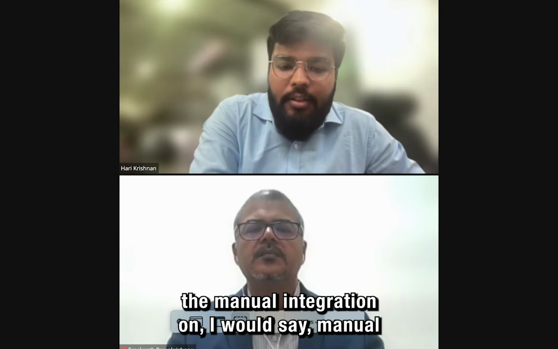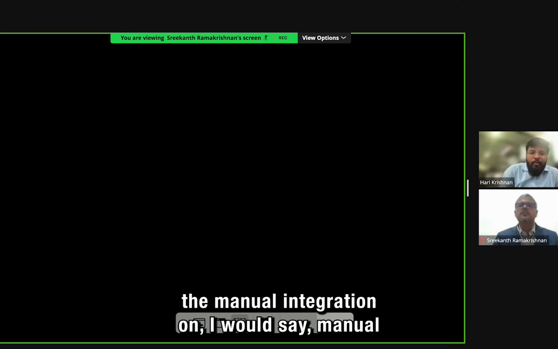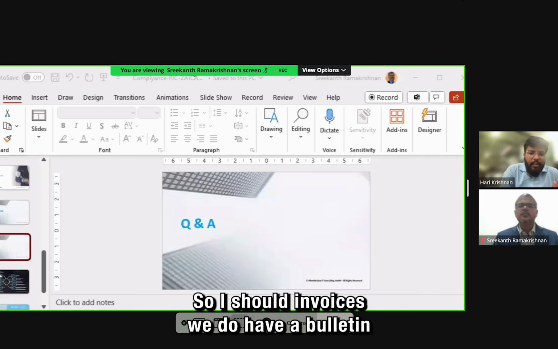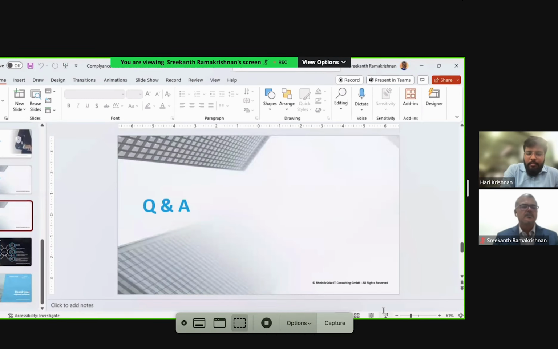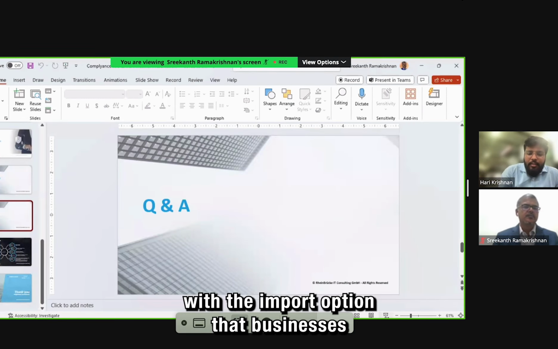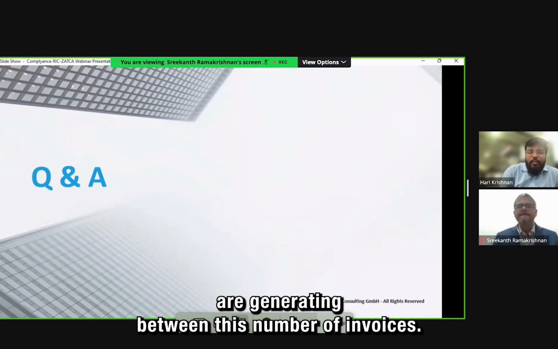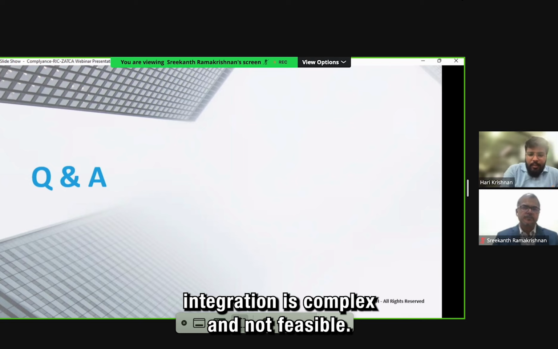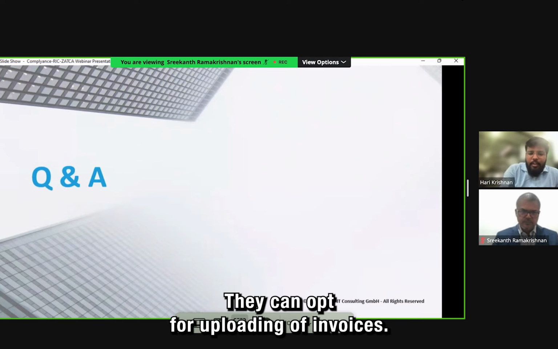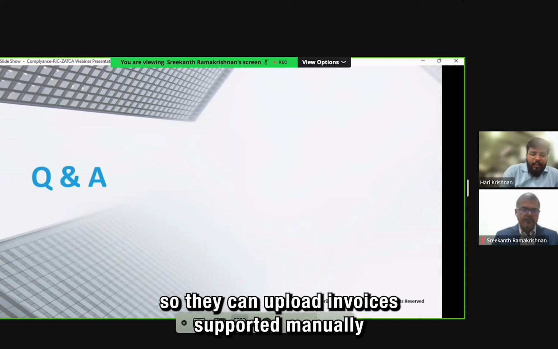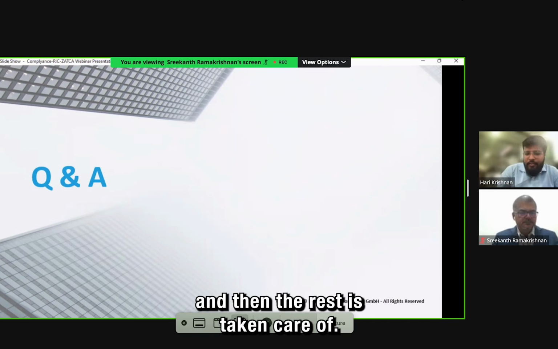And the second possibility is manual integration, or manual uploading of invoices. We have a portal with an import option for businesses that generate very few invoices and think the integration is complex and not feasible. They can opt for uploading invoices. Say they're generating 1 or 2 invoices in a few weeks, they can upload invoices to the ZATCA portal manually, and the rest is taken care of.